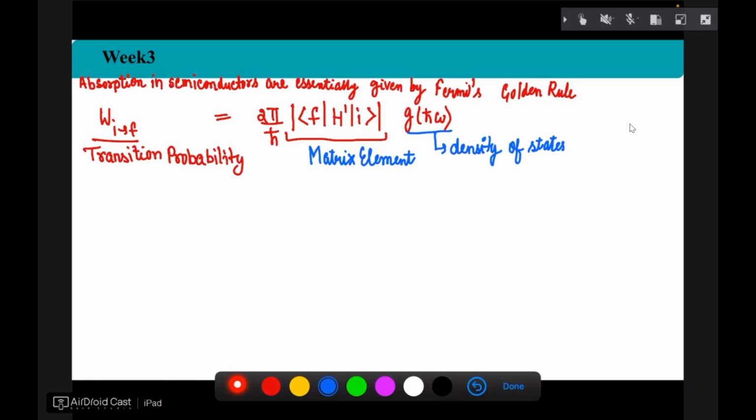So how will we solve the matrix element? M is equal to <f|H'|i>, which is the integration of the wave function of the electron in the final state as a function of r, the perturbed Hamiltonian, and then the initial wave function of the electron as a function of r.